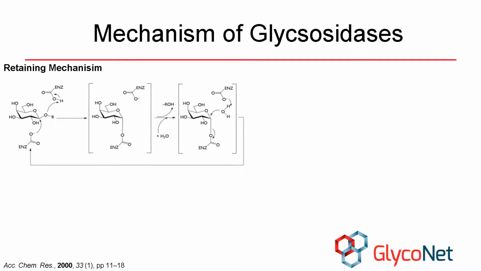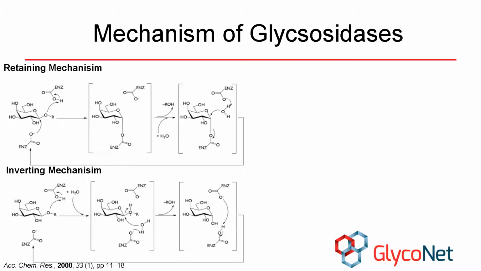When water is present, it will attack the covalent bond between the enzyme and sugar in an overall double SN2 mechanism, which results in the retention of stereochemistry at the anomeric position. In the inverting mechanism, the protonation of the glycosidic bond is the first step by the acidic residue on the enzyme active site. Water displaces the protonated glycosyl group, resulting in an inversion of stereochemistry at the anomeric position.